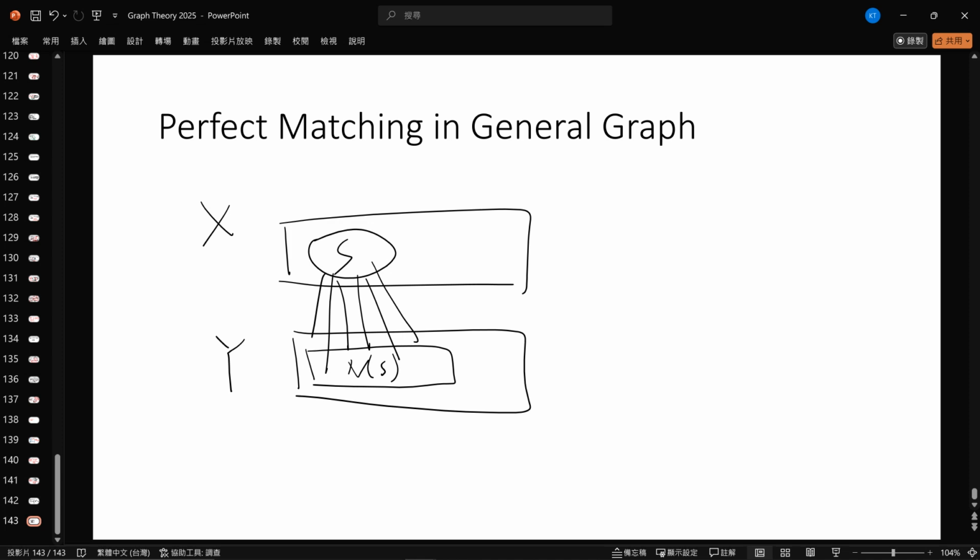So next we're going to consider general graphs. These graphs can have odd cycles, so we need a different condition. I'll just restate Hall's condition. So this is Hall's condition. If the graph satisfies Hall's condition, then we can have a matching that saturates X.